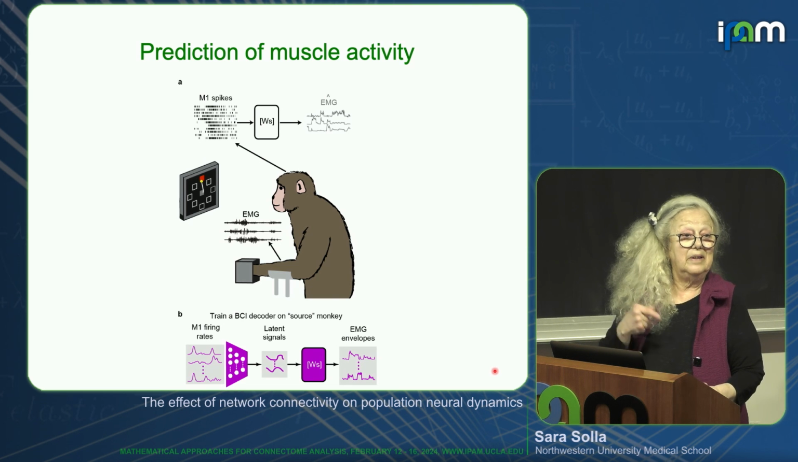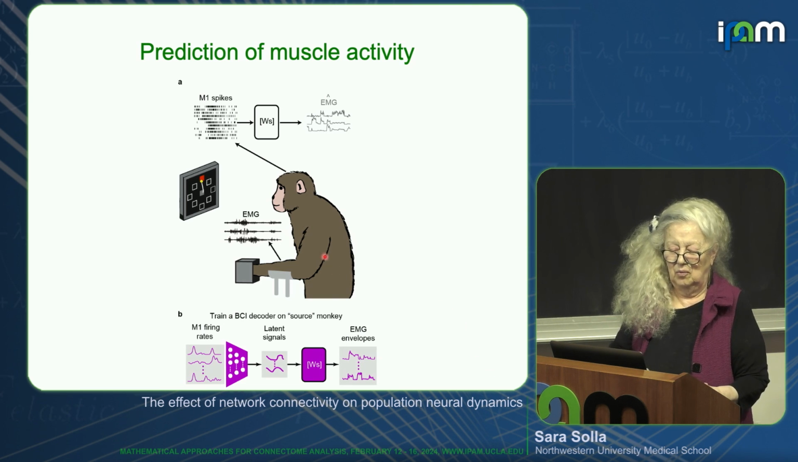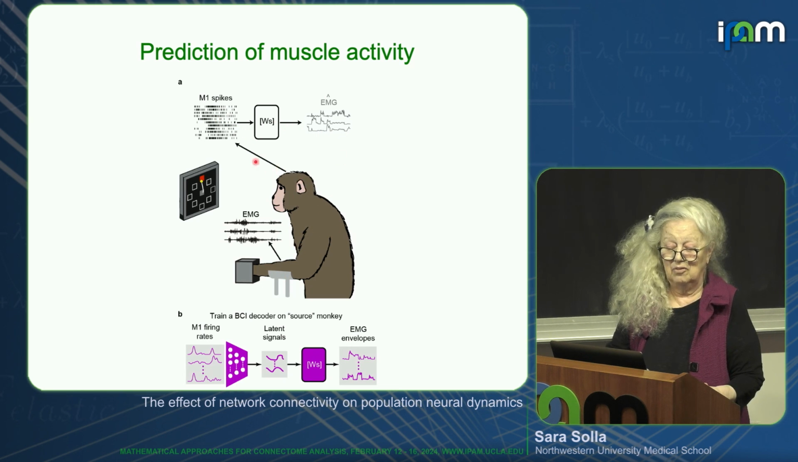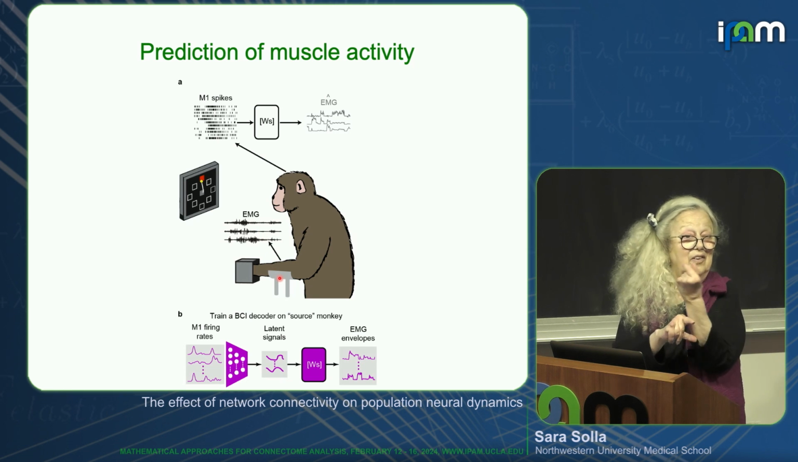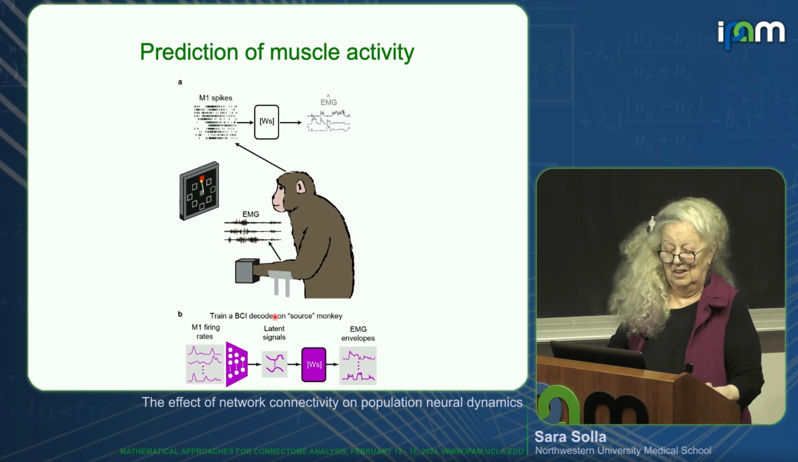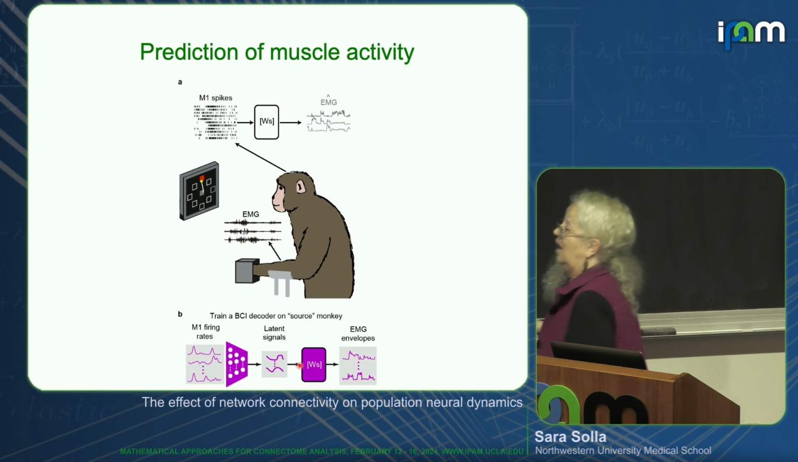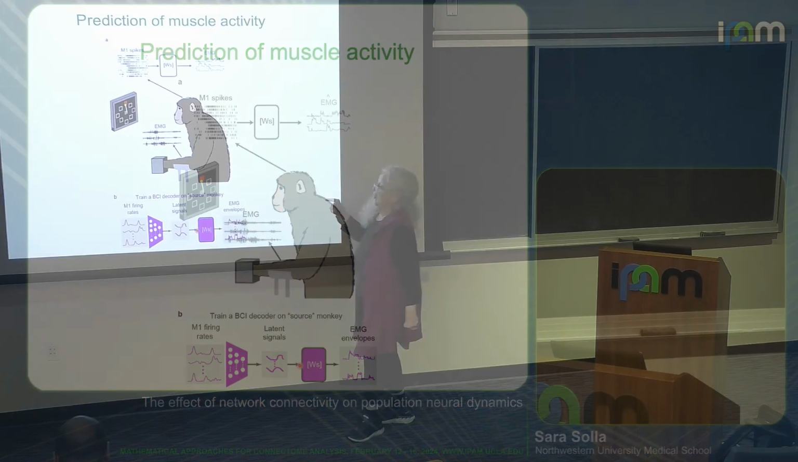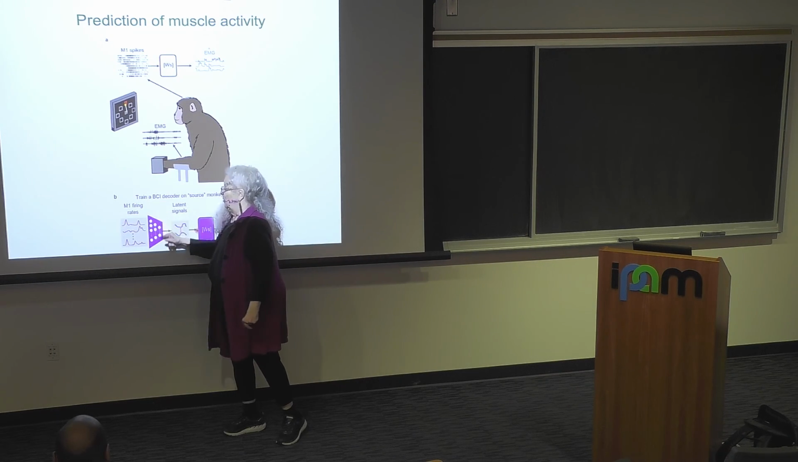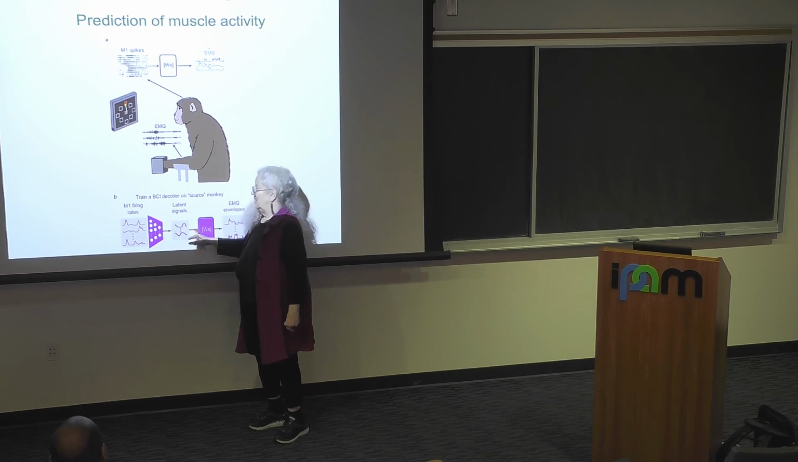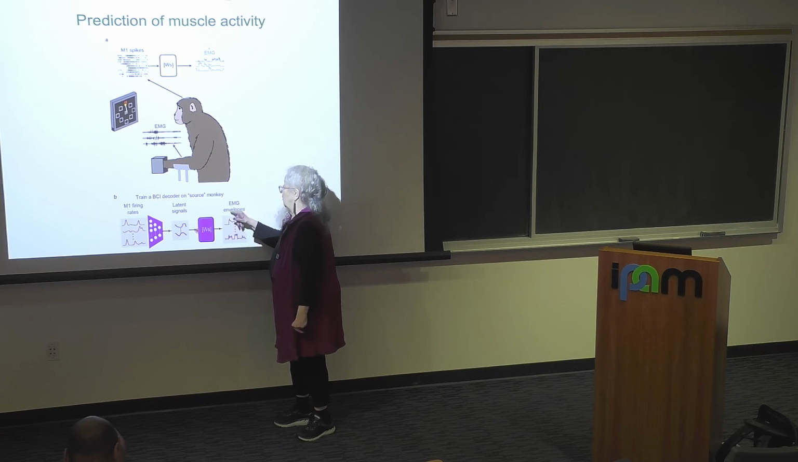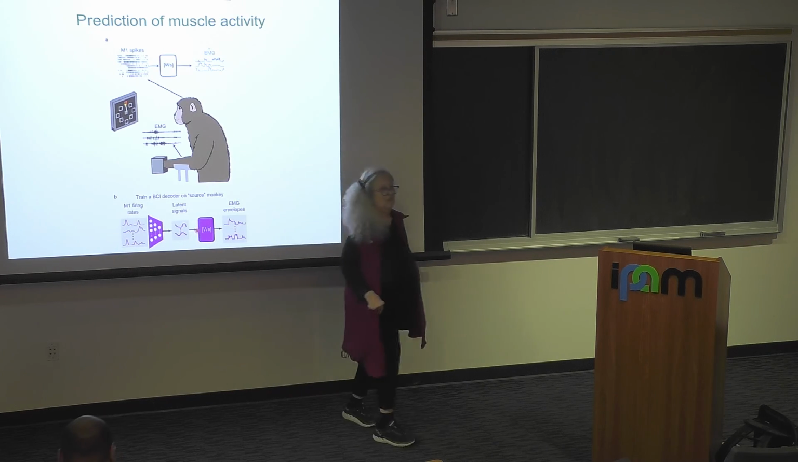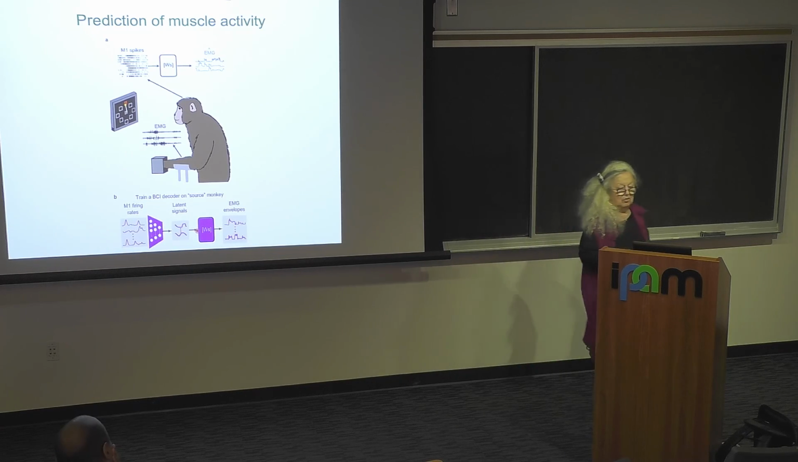So I told you that we could predict muscle activity from the neural activity. So we have neural activity, we have a decoder, we predict muscle activity. And our experiment allows us to construct the decoder because we simultaneously measure the neural activity using these electrode arrays and the muscle activity using this kind of cuff on the arm. So that's what we do. We have this monkey that we call the source monkey. We have the firing rates. We do a dimensionality reduction. We extract latent signals. And from the latent variables, we have a simple decoder that predicts the envelope of the EMGs. This is just a linear transformation to begin with.